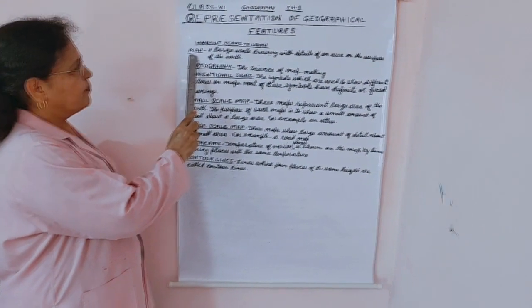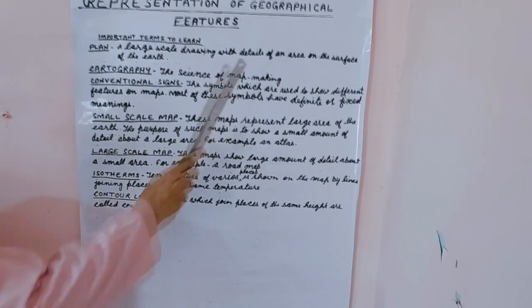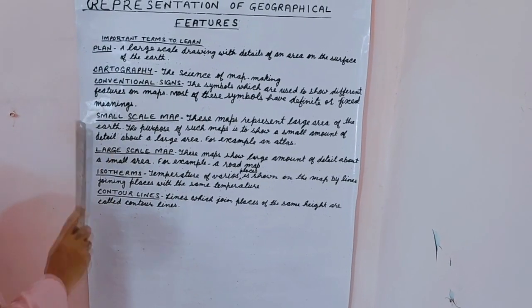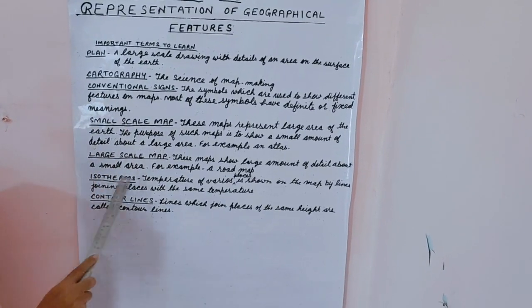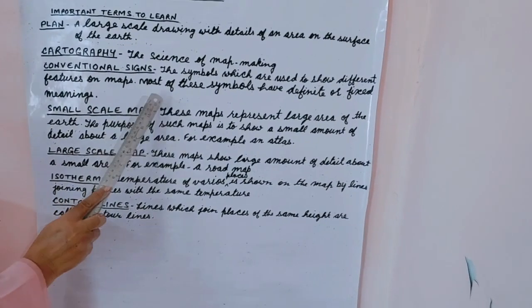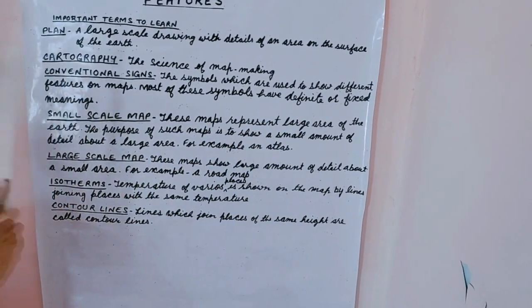Let's start with the learning terms. Number 1. Plan. A large scale drawing with details of an area on the surface of the earth. Cartography. The science of map making. Conventional signs. The symbols which are used to show different features on maps. Most of these symbols have definite or fixed meanings.